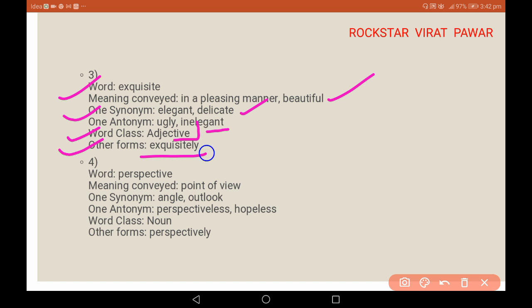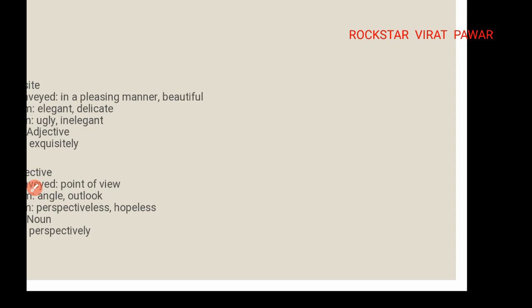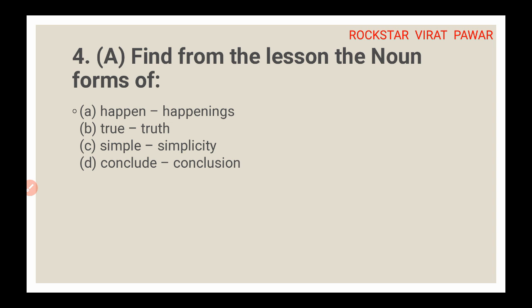Other forms are exquisitely. Then the fourth word is given as perspective. Perspective means point of view. Synonyms are given as angle, outlook, and antonyms are given as perspectiveless, hopeless. The word class is noun. Other forms are perspectively. Then we will see some more words also.